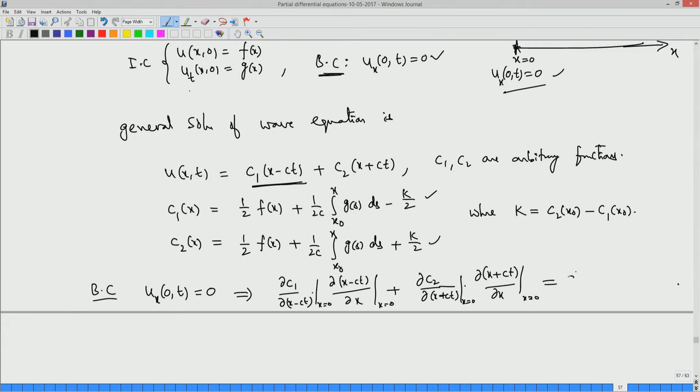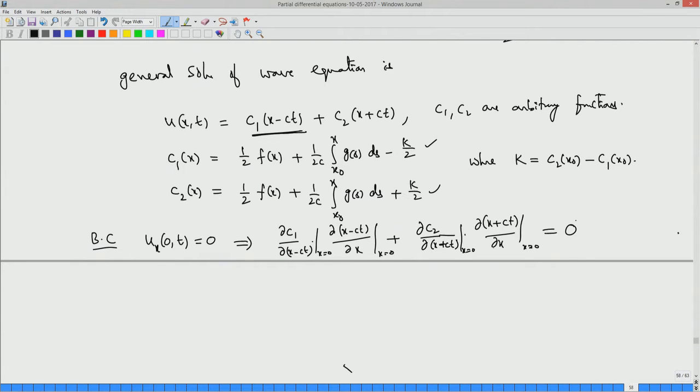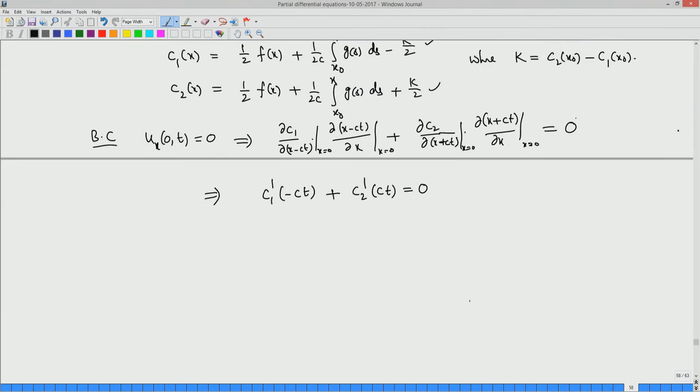Okay, this is equal to 0. So this is exactly whatever is the left hand side, my u(x, 0, t). So this gives me C1'(-Ct). When you put x equal to 0 in C1 of x minus Ct, you get C1 of minus Ct. So this is exactly C1'(-Ct) plus C2'(Ct) equal to 0. This is what you will get.